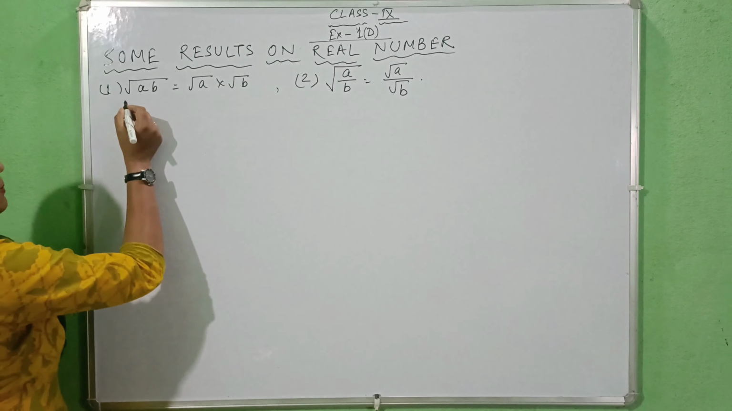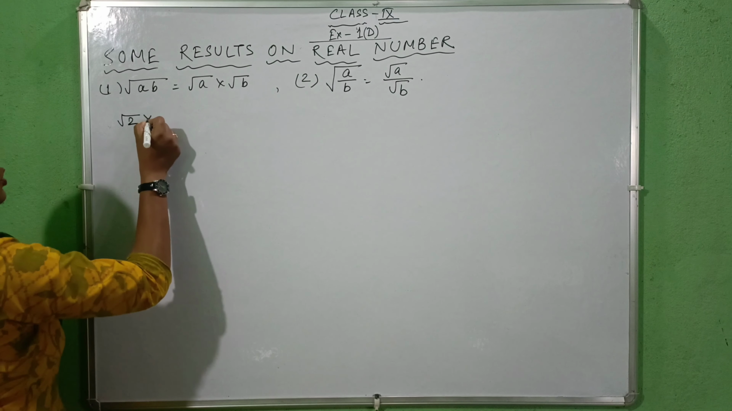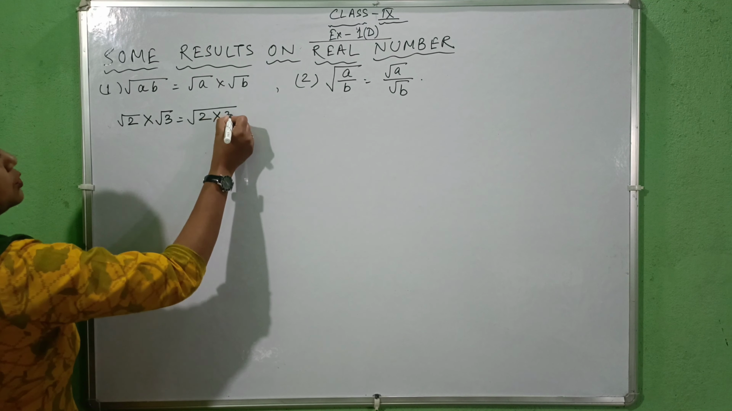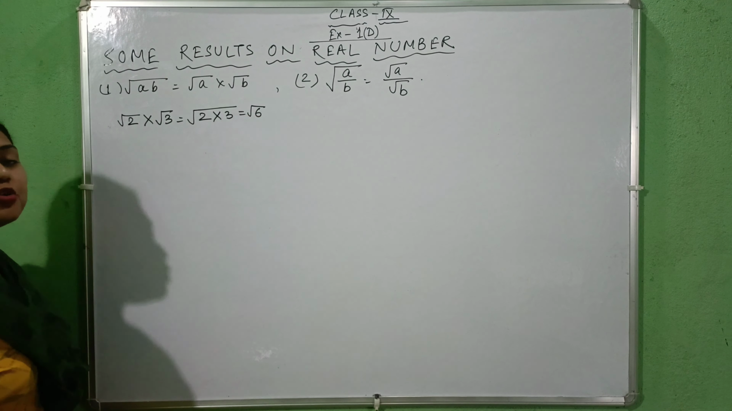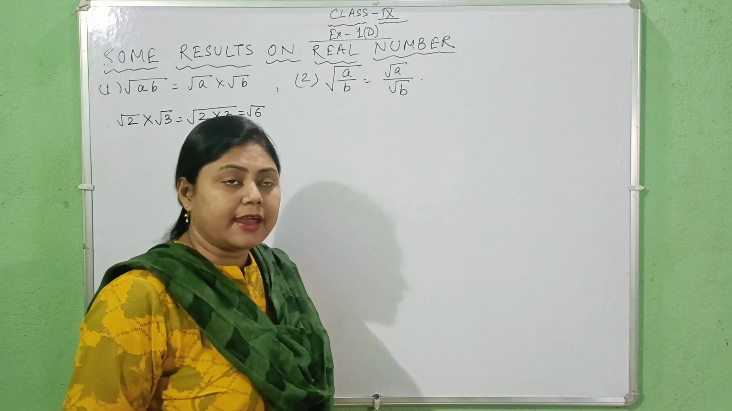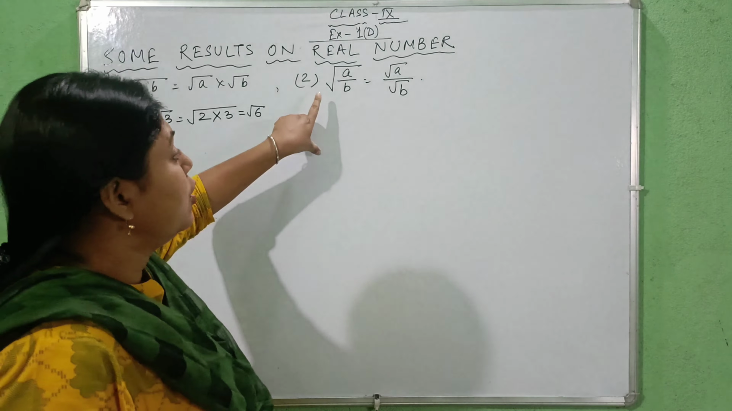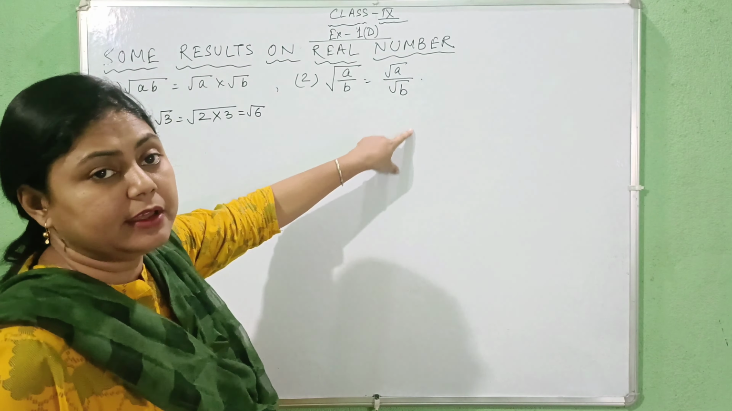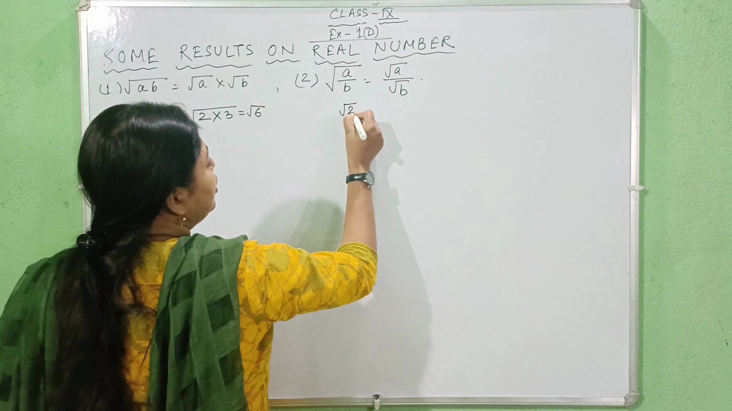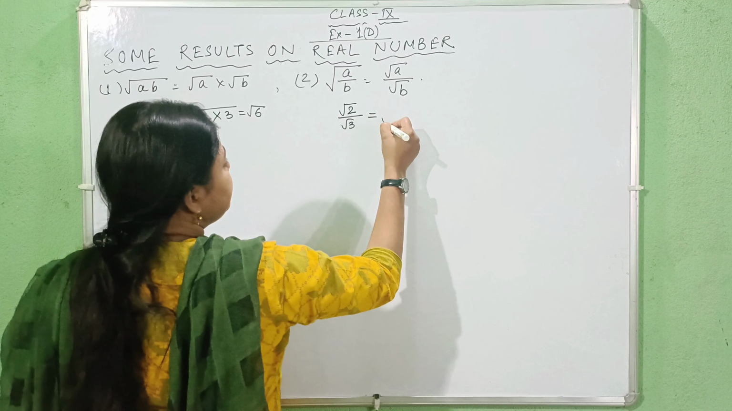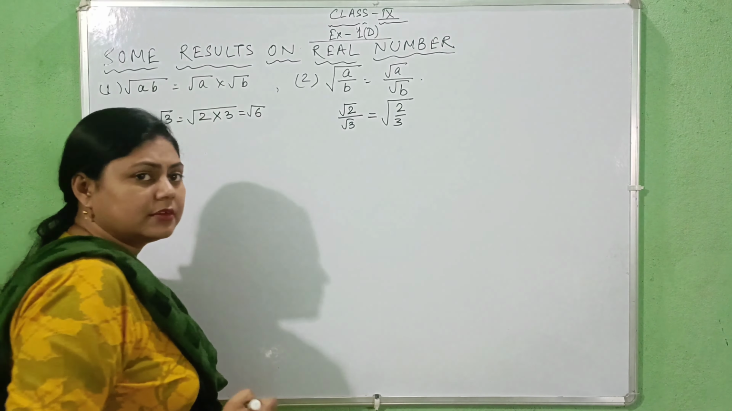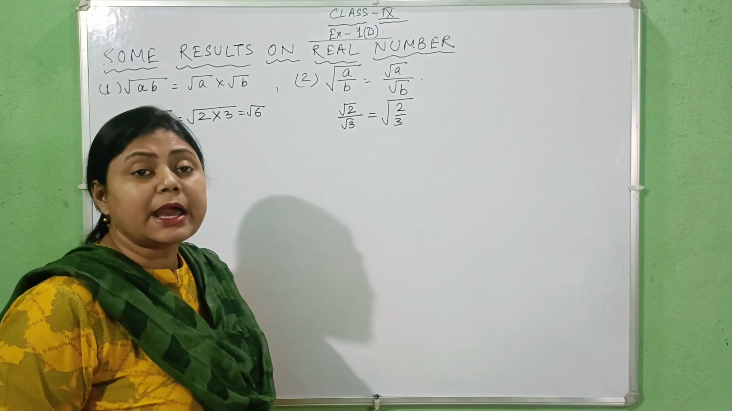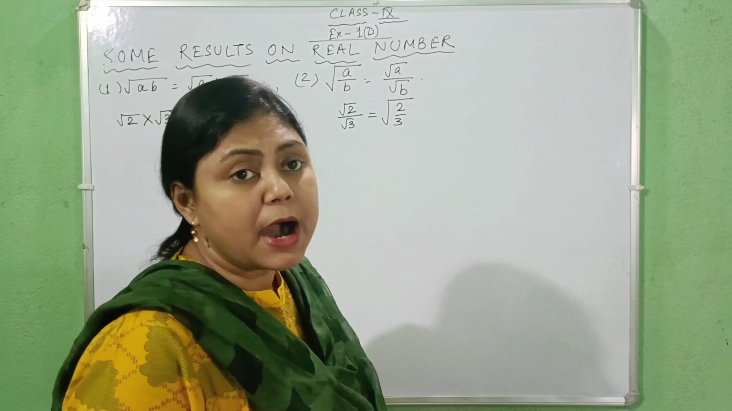So I can give you some examples. Like if we will multiply root 2 with root 3, then surely we will get root under 2 into 3. So what will it be? It will be root 6. Okay. Number 2: root under a by b is giving you root a divided by root b. Same way, root 2 by root 3 is giving you root under 2 by 3. These are the results regarding multiplication and division. But I am going to begin the exercise with addition.